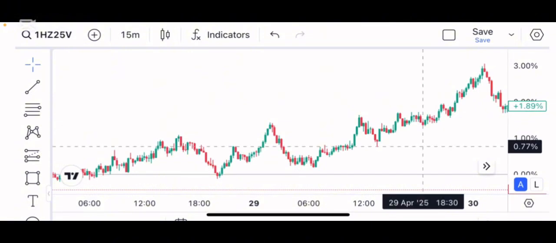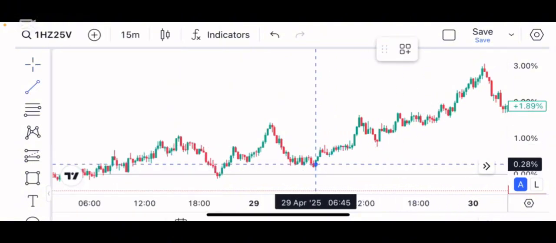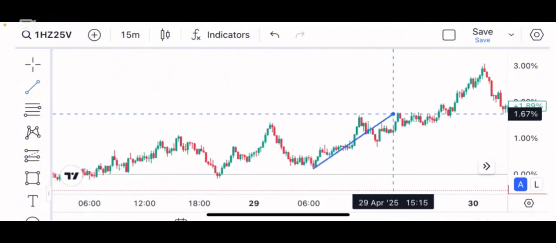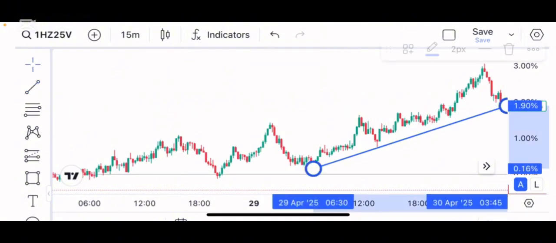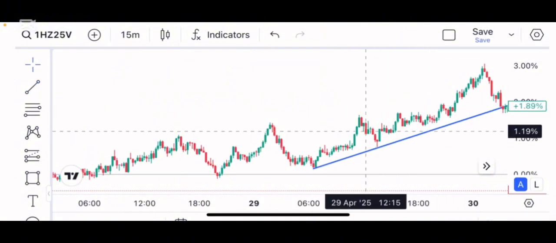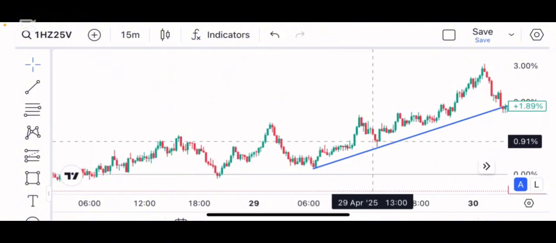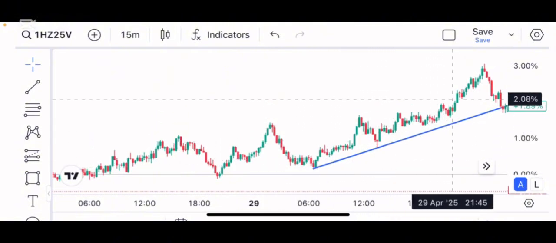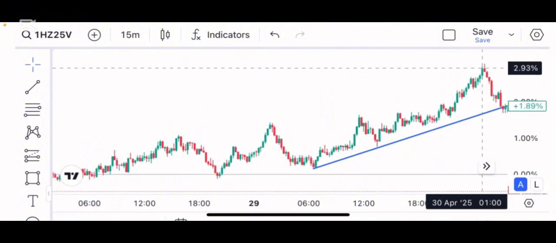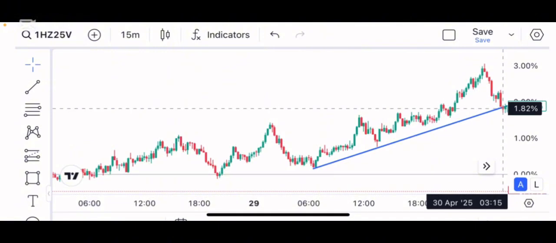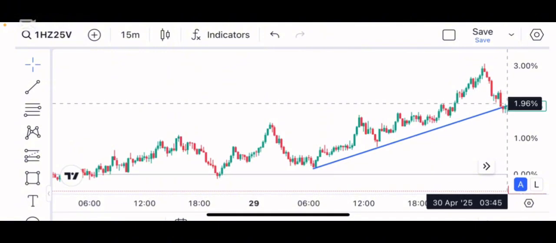Now, it's easy for you to spot a price point and stretch it out like this. And you can see how the market made some bounce off this particular point. And there is a tendency for the market to keep bouncing on this price, this trend line.